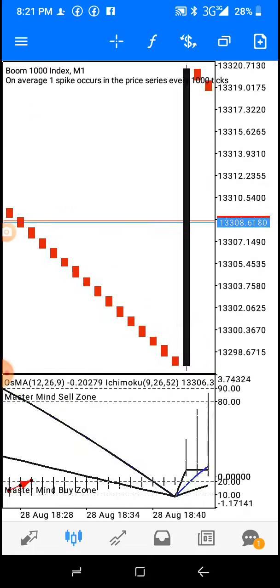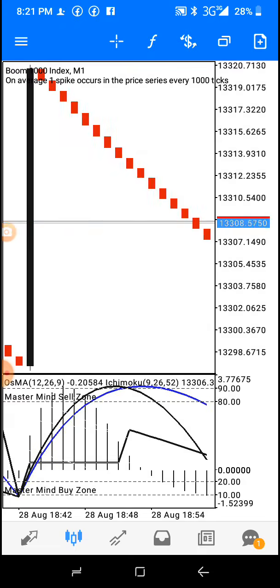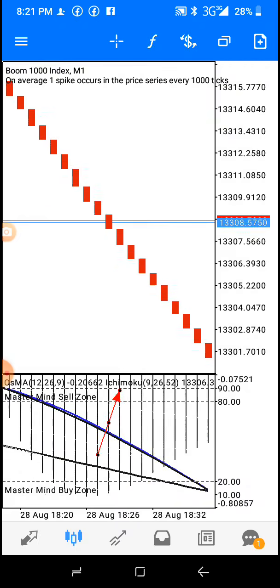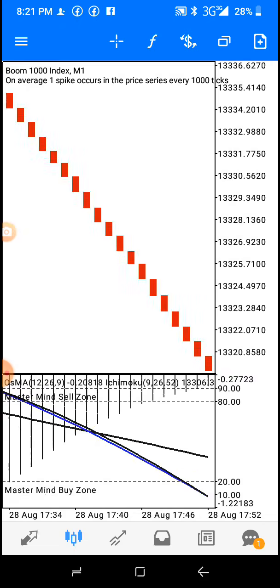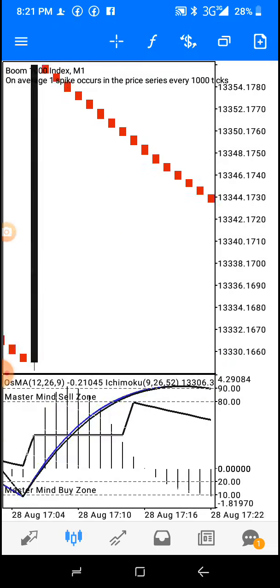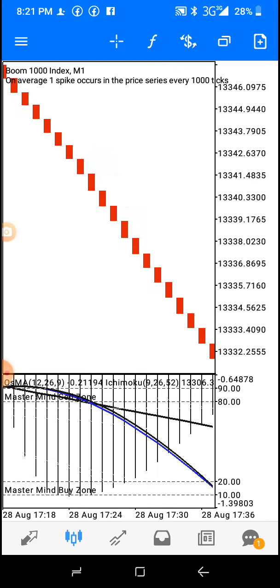Okay, so what happens? Spikes, bigger spikes, and even then you can still recover, but it's actually a gamble. When the indicators are pointing, it's against our rule. You place your trade. You just have to be patient.